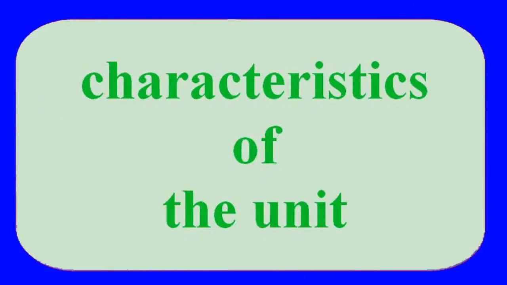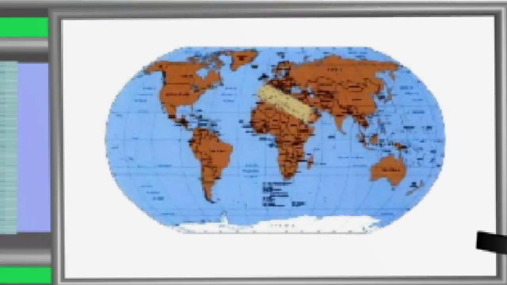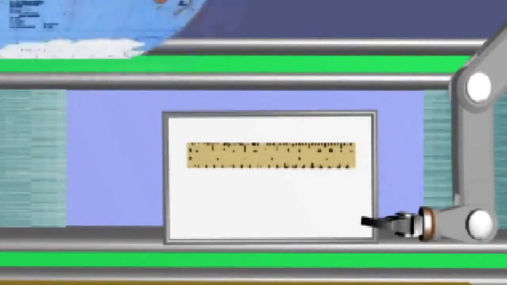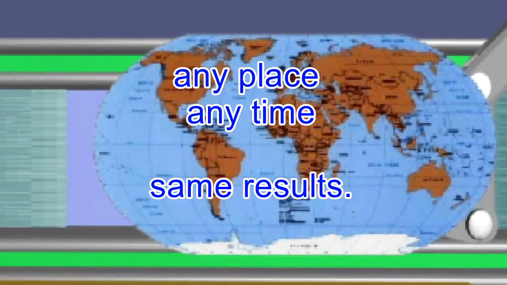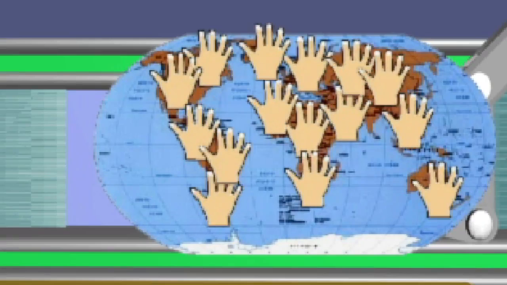Unit and its characteristics. 1. Must be fixed and do not change. For example, a spring cannot be used as a unit of length. 2. Be available, so that everyone can use it and be able to copy it. 3. It can be determined with great accuracy, to be able to design accurate experiments. Therefore, if we use it in any place and at any time and with any accuracy, we will get the same results. For example, the human span is available everywhere but is not fixed, because it varies from person to person.